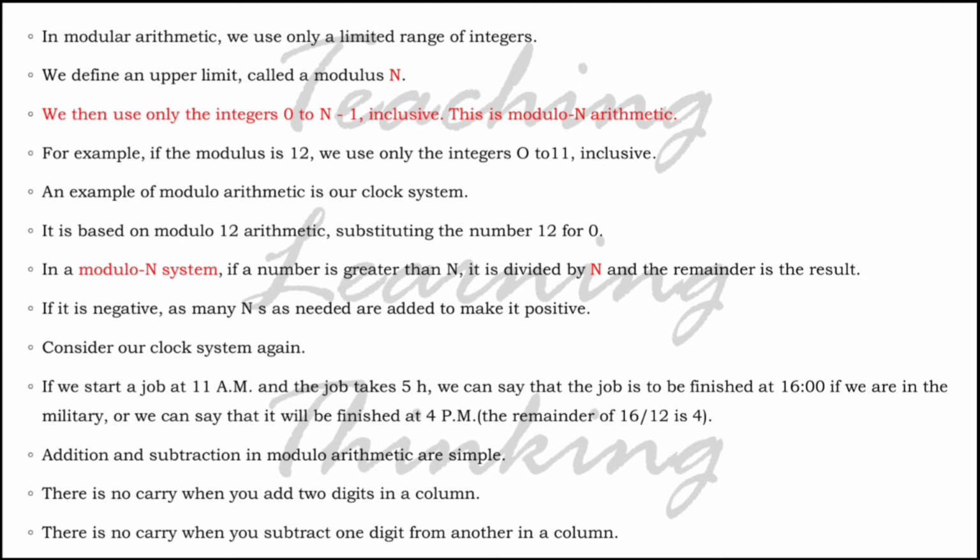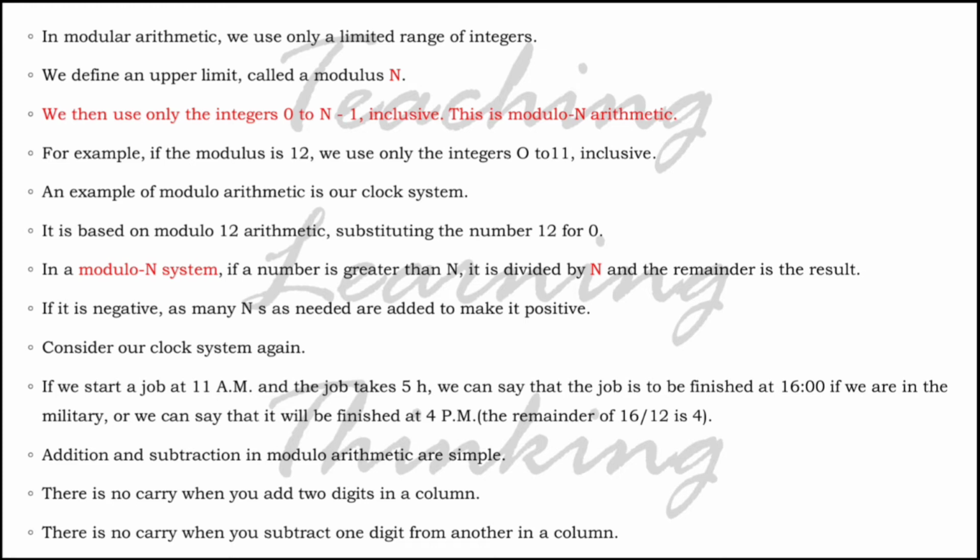In modular arithmetic, we use only a limited range of integers. We define an upper limit called the modulus n. When we use only integers 0 to n minus 1 inclusive, this is called modulo n arithmetic. For example, if the modulus is 12, we use only the integers 0 to 11 inclusive. An example of modular arithmetic is our clock system, which is based on modulo 12 arithmetic, substituting the number 12 with 0.